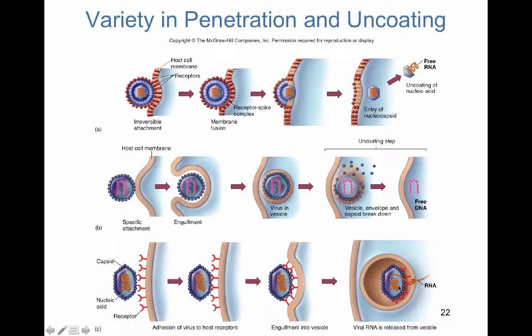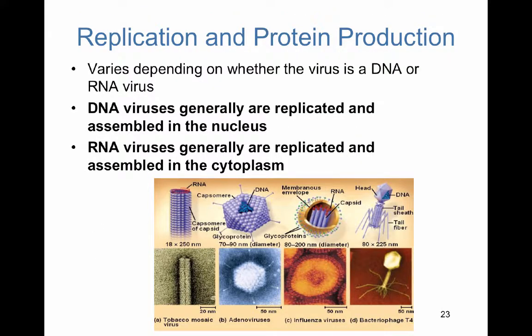Or you could have a scenario where, similar to the one above, you just have the RNA that is released from the vesicle. All right, so those are all varieties of the process of how the nucleic acid is introduced into the host cell. Now, I would also like us all to remember, generally, DNA viruses have a preference to be replicated and assembled in the nucleus, whereas RNA viruses generally like to be assembled in the cytoplasm.